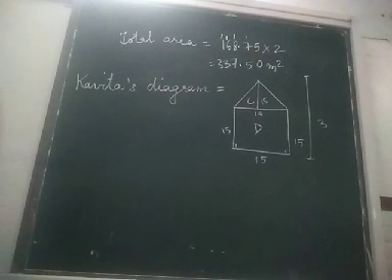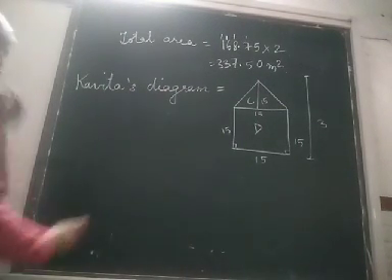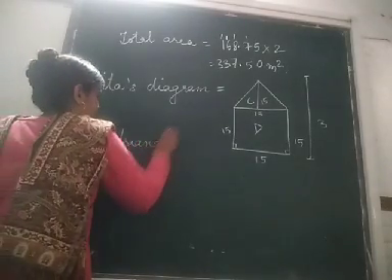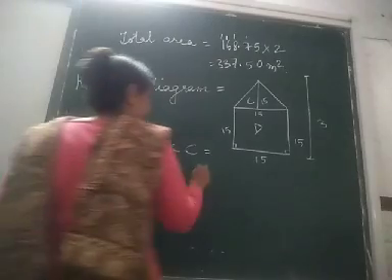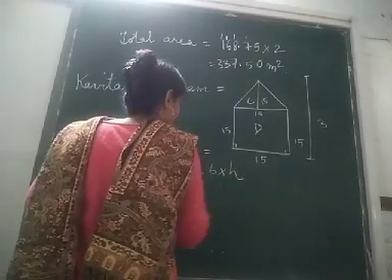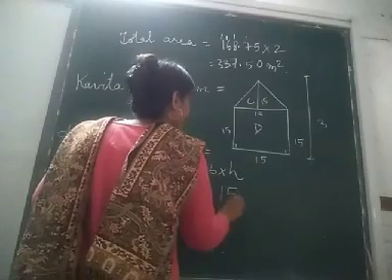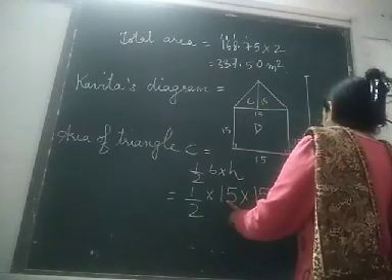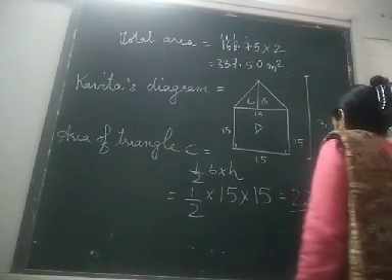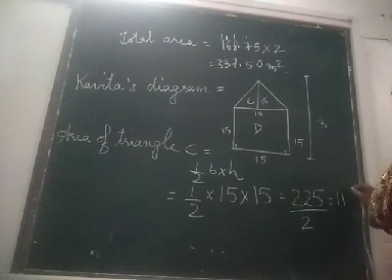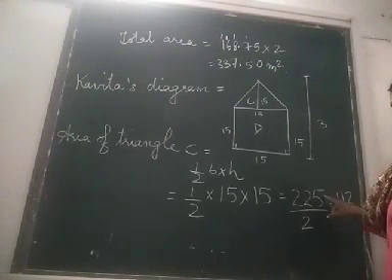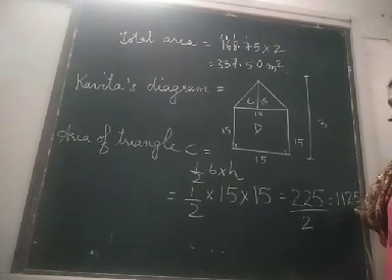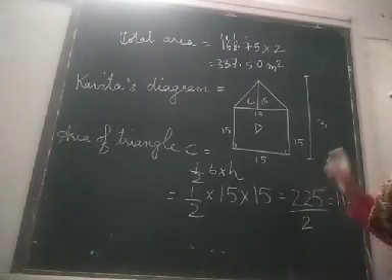Let's start. So area of triangle C is half base into height. Half into base into height. So it is 15 children gives us 225 by 2, which is 112.5 meter square. So this is area of triangle C.